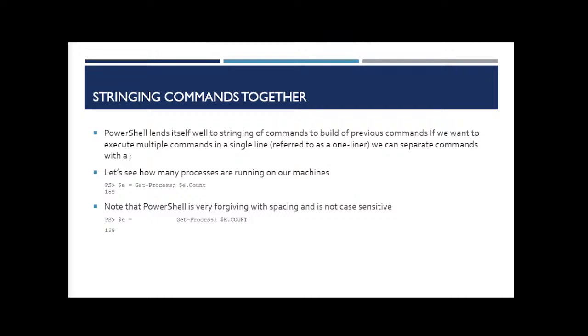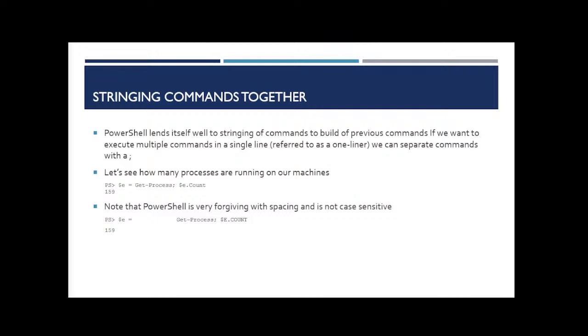So in this case, we're saying E equals Get-Process, and then E.count, and we see that on the machine that I ran this on, there were 159 processes running. Get-Process is just a cmdlet to show all of your running processes, and we assign it to the variable E. E.count will show us how many of those there are, and we see 159. And we see that PowerShell is extremely forgiving for doing all manner of weird, wacky things.